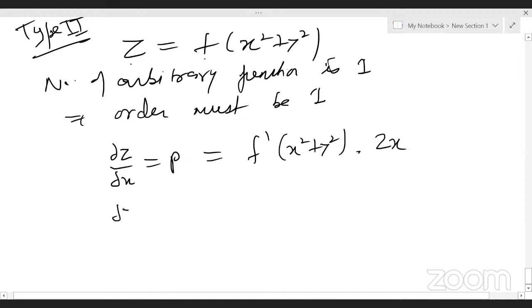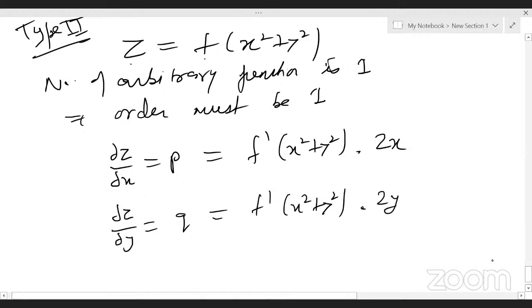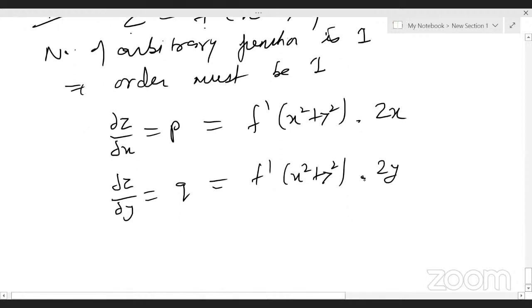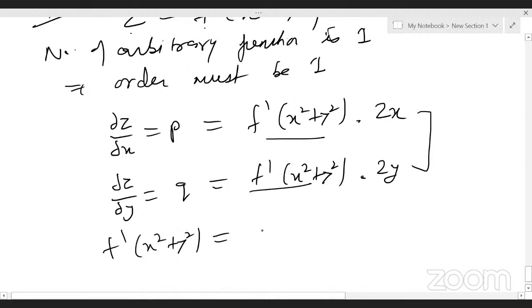Similarly, if I differentiate with respect to y, del z by del y is equal to q, which is again f dash of x square plus y square into the differential of x square plus y square with respect to y, which is equal to 2y. If you see from these equations, something is common. This term is common. So from this we can get f dash of x square plus y square is equal to p by 2x is equal to q by 2y.